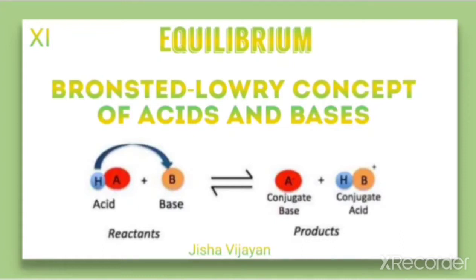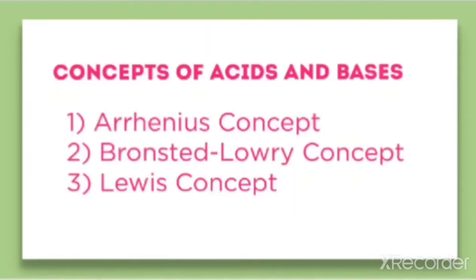Hello students, in this video we are going to discuss the Bronsted-Lowry concepts of acids and bases. Some theories were given for the concepts of acids and bases, that is the Arrhenius concept, the Bronsted-Lowry concept and the Lewis concept. The Arrhenius concept we have already discussed in the previous video. Now in this video we are going to discuss the Bronsted-Lowry concepts of acids and bases.